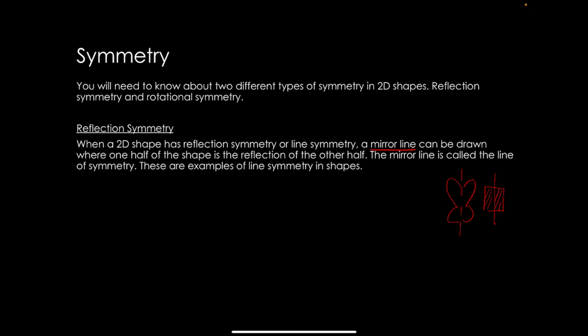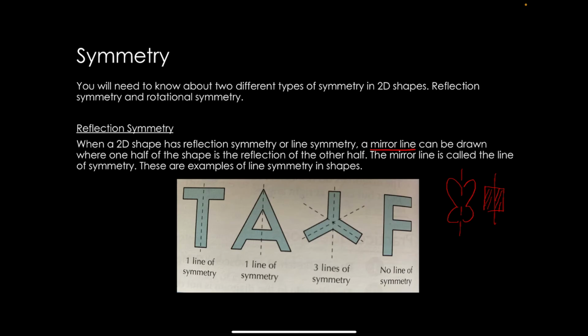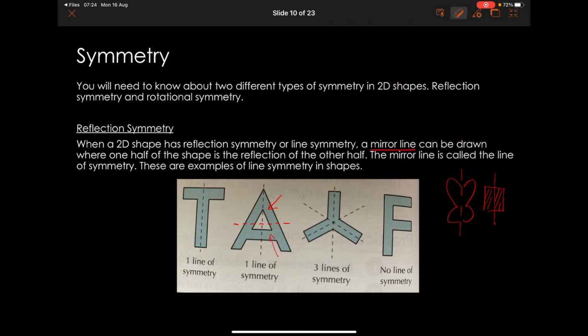These are examples of lines of symmetry in shapes. So a T shape has one line of symmetry. An A shape has one line of symmetry. Okay, if I put a line through there, well, that's not the same as that, so I know that's incorrect. It's not a line of symmetry.